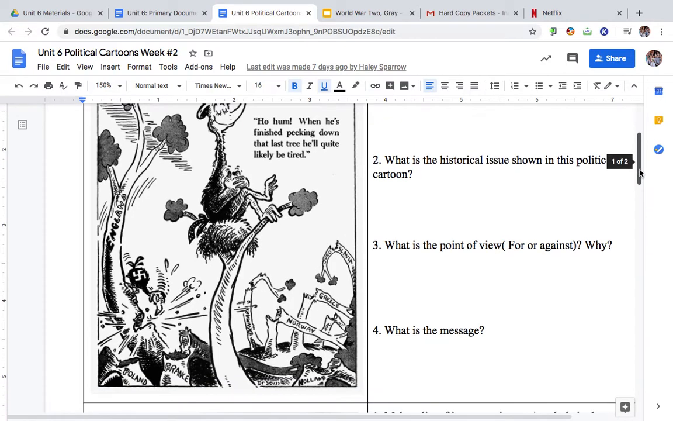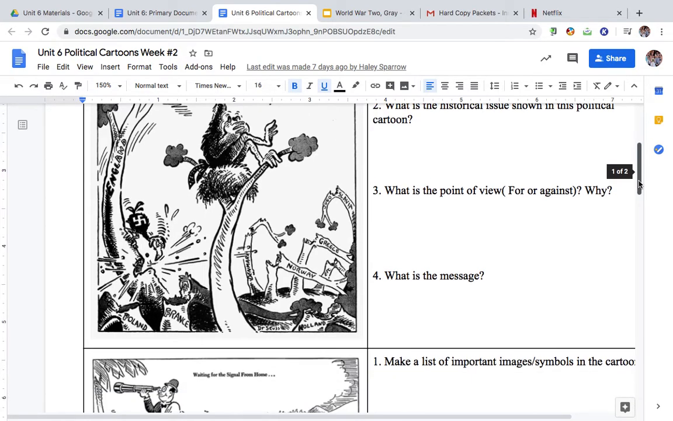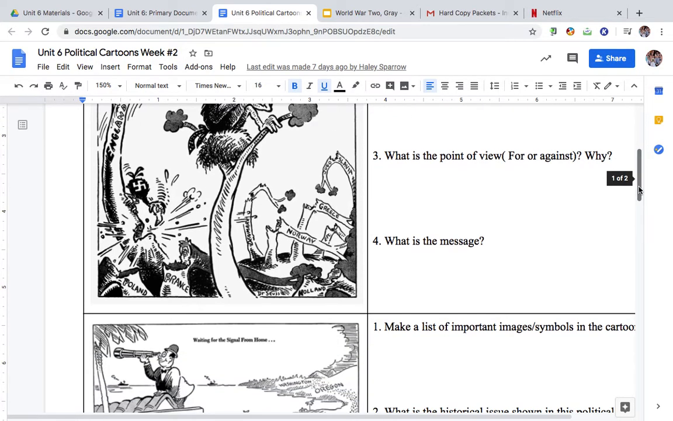And then step 4, what is the message of the cartoon? In that part, just remember you are simply explaining, using the details and the historical issues that we picked out, what's going on in the cartoon. Some of you are going above and beyond and explaining historically with all these facts from your notes. Nope, just keep it simple. Tell me what's going on in the cartoon.